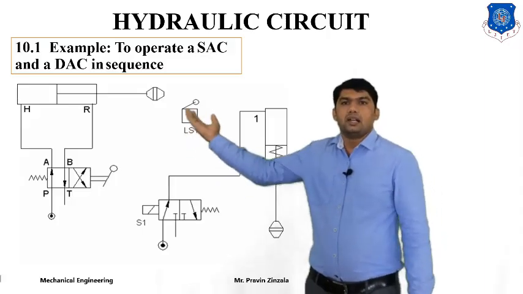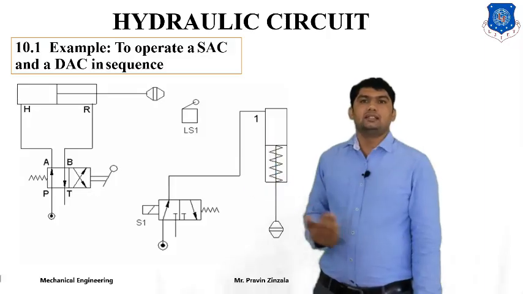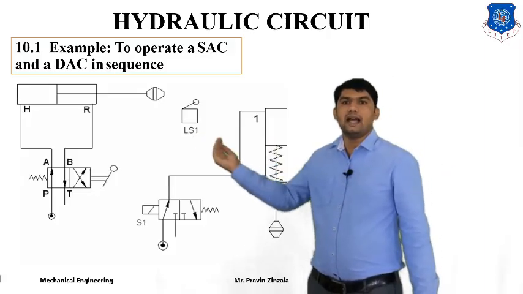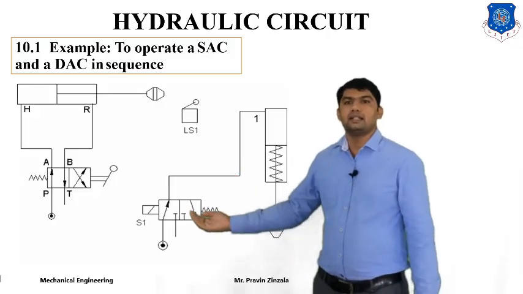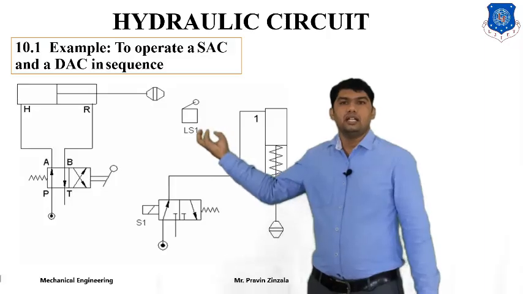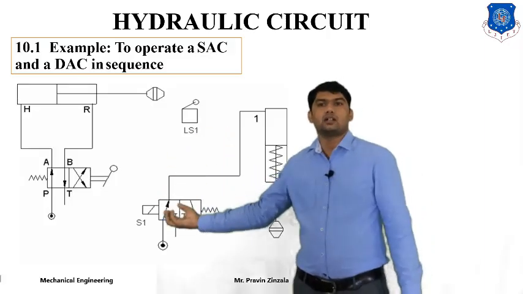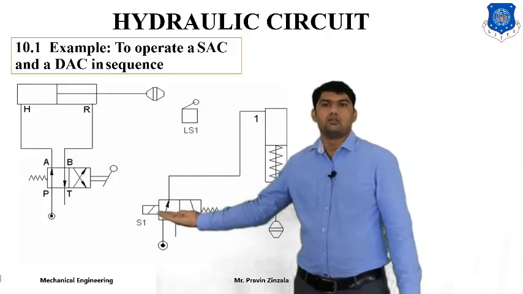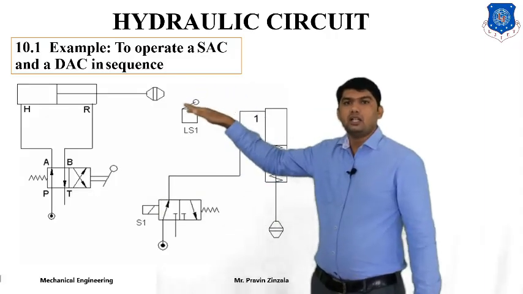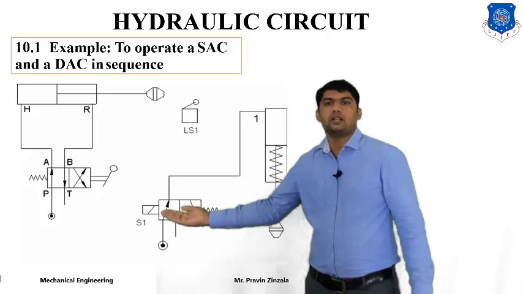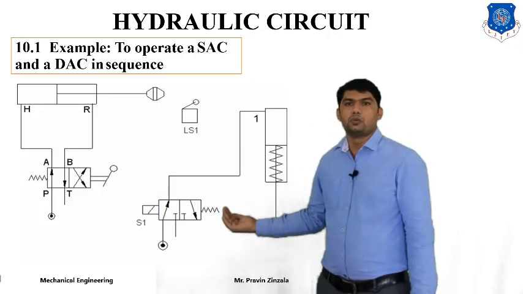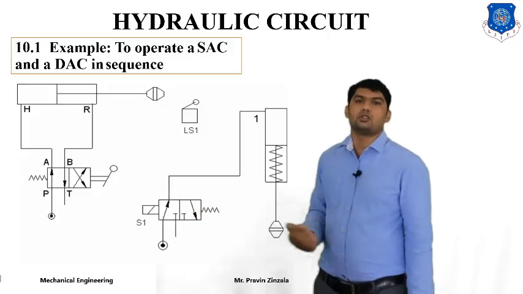We can operate the double acting and single acting cylinders in sequence, same as here with the limiting switch. Limiting switch number 1 will be directly connected through wire to solenoid number 1. Whenever we apply force to limiting switch number 1, it supplies current to solenoid 1, and the solenoid supplies force to our spool, and the spool changes the position of the direction control valve.